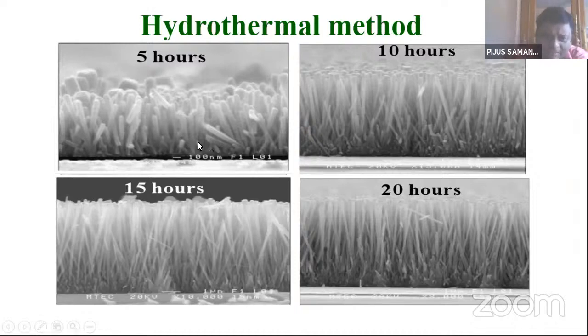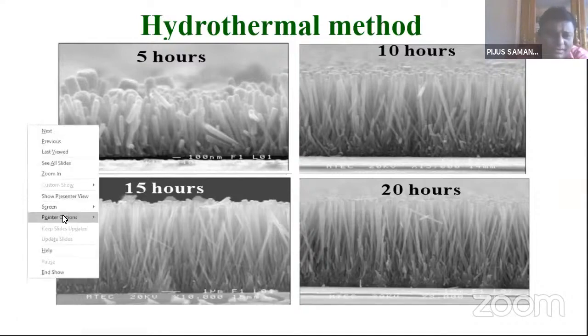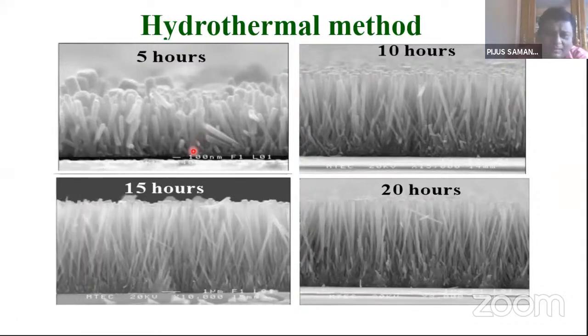This is the scale bar. And this scale bar is very important. You know, already I have discussed that unless you have this scale bar, this picture has no meaning, because from this scale bar we can calculate the size of the nanorods. So from this scale bar here, we can see that the size is about 300 to 400 nanometer, like that.